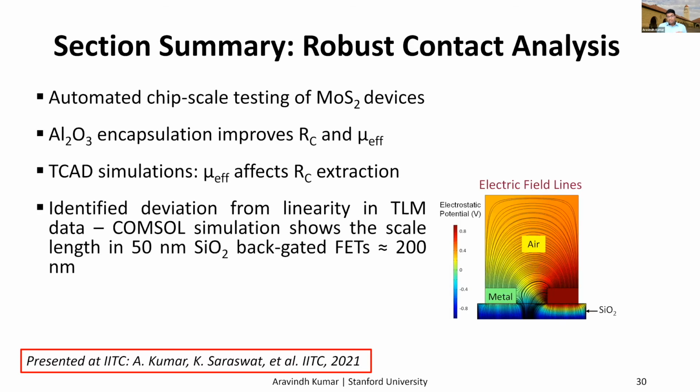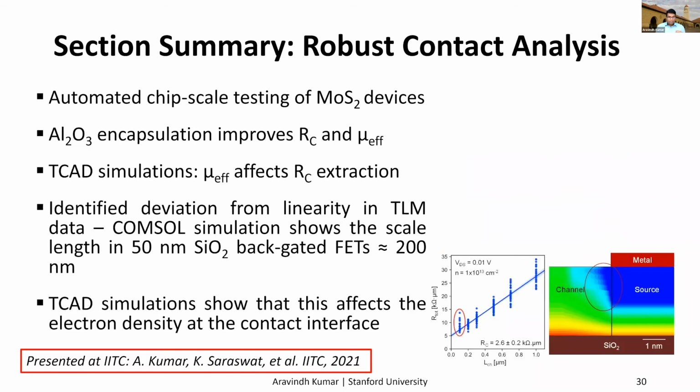We identify the deviation from linearity at short channels from the TLM data, and we attribute this to the large scale length of 200 nanometers in these transistor structures. And further simulations showed that this large scale length causes greater electron depletion in the shorter channels, and hence a nonlinearity in the TLM plots.